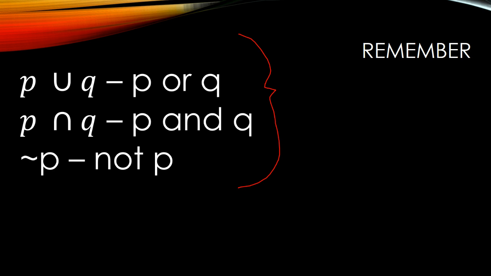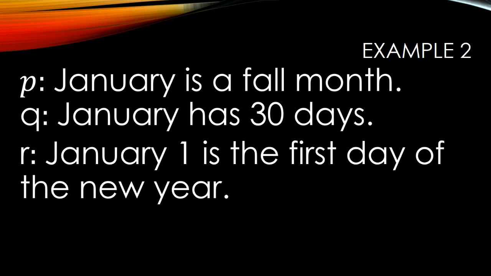So as you squeeze that together in your mind, let's try this. P, January is a fall month. Well, that's false, right? January is a winter month. So we can mark that false. January has 30 days. That's false. 30 days has September, April, June, and November. All the rest have 31. January 1st is the first day of the new year. That is true. So far, so good. False, false, true.